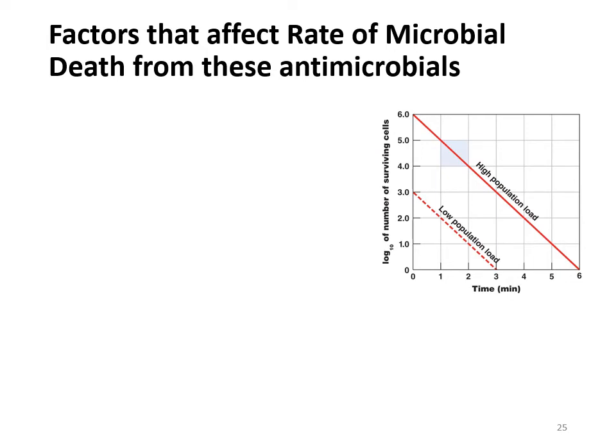Then we have here various factors that can affect the rate of microbial death from antimicrobials. Now that's a fancy way of saying for each of these factors, you have to ask yourself, okay, does this factor make it more likely that microbes will be killed? Does it make it easier to kill the microbes? Or does it make it harder where less microbes will be killed? Okay, so you're increasing the rate of microbial death if it's something that makes it easier to kill microbes.